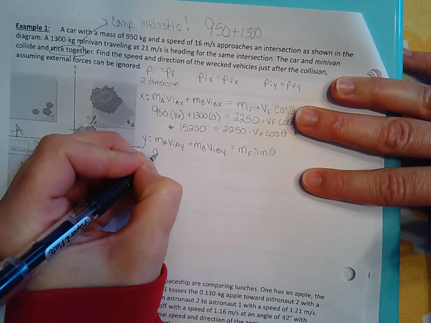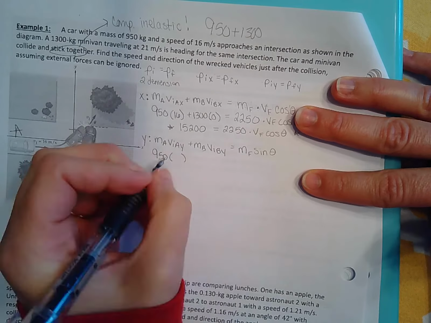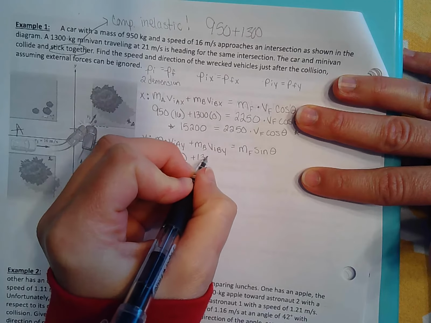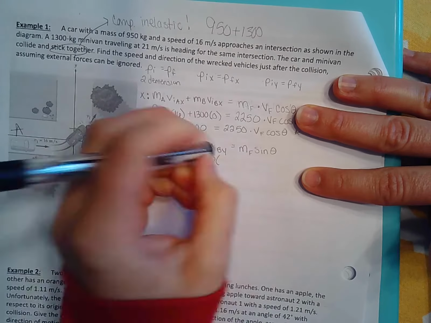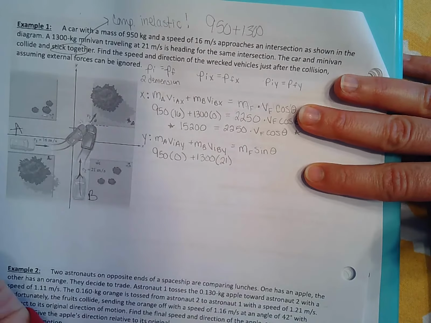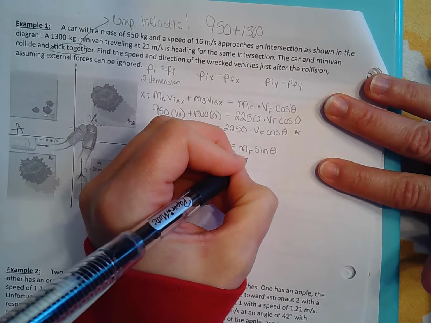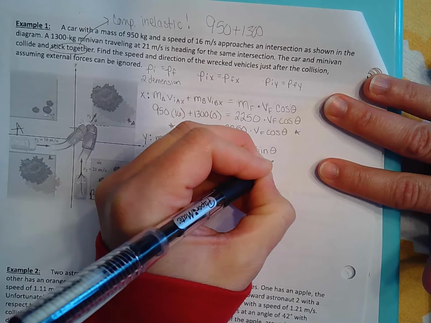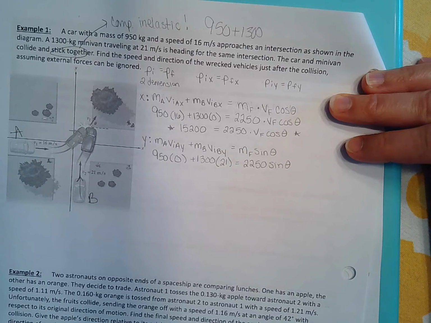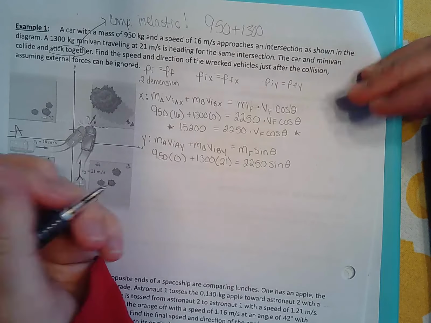So mass of A is 950. Now if you look at A, it's not going up and down, so the y direction initially is 0. Plus the mass of B, 1300, times the velocity of B, which is a positive 21 because it's going north, or up, equals my final mass of 2250, we got that from before, sine of my angle. The last thing we're going to do is 1300 times 21, and we end up getting 27,300.